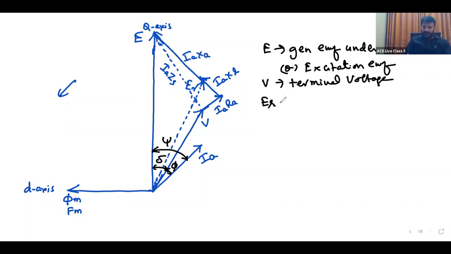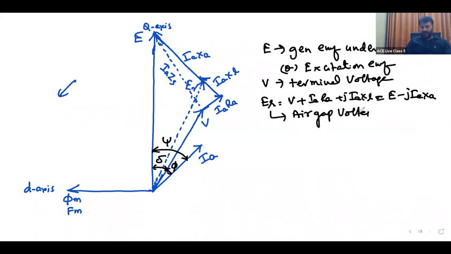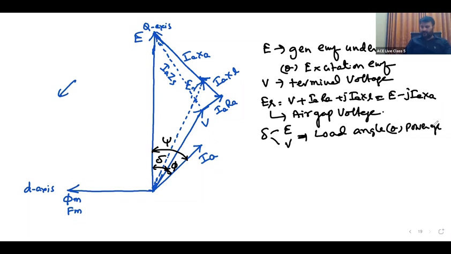And ER is equal to V plus IA RA plus j IA XL, which is the same as E minus j IA XA. That is called the air gap voltage. Delta is the angle between E and V. That is called the load angle, or power angle, or angle behind synchronous impedance.